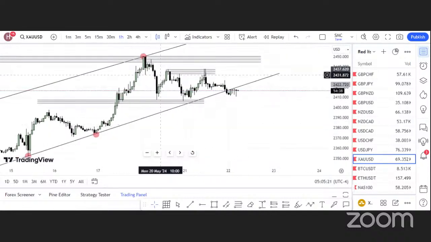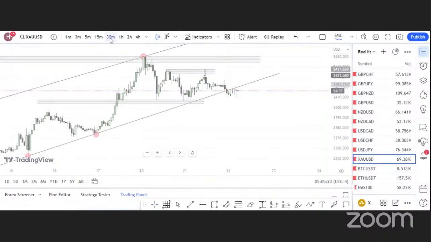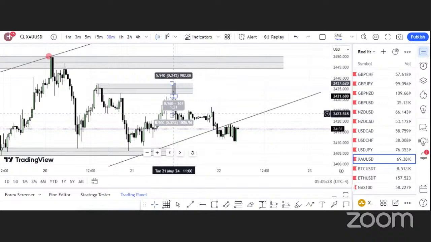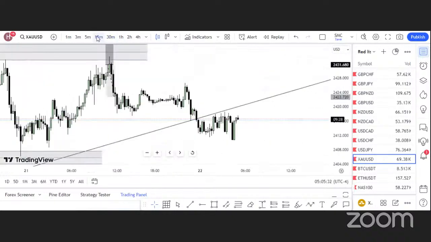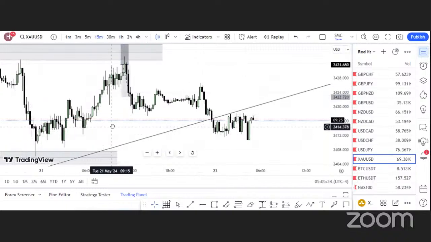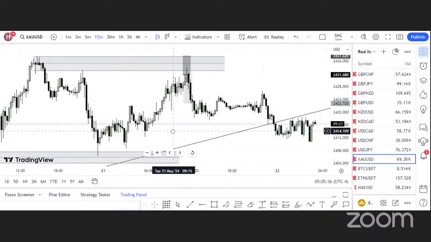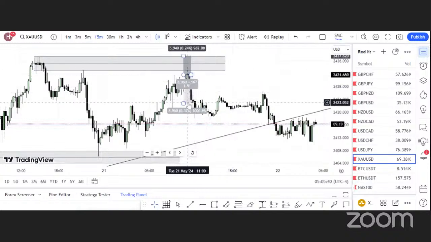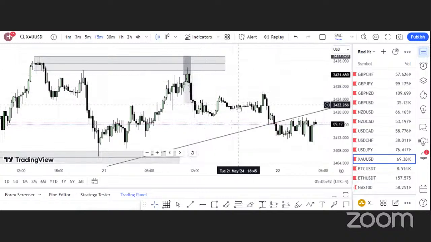So I have this previous analysis here, and you see, yesterday I gave the signal to my premium members, and they all made profit from it. So you see, it was a sell signal, and the market came down as predicted.